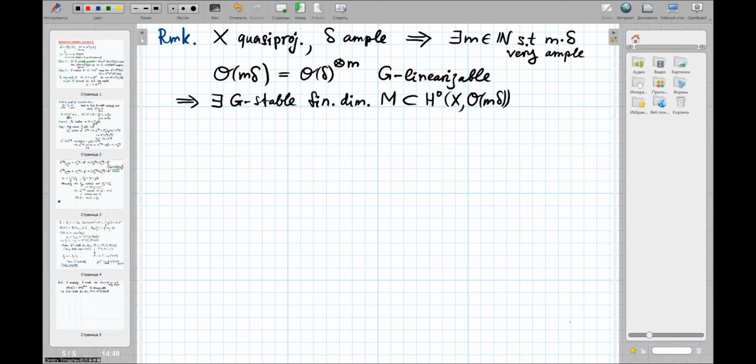Okay, so arguing as before, we can choose a G-stable finite dimensional subspace of global sections such that the respective map from X to the projectivization of the dual space is an embedding, a G-equivariant embedding.